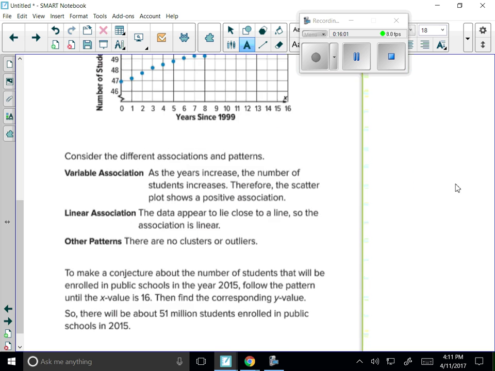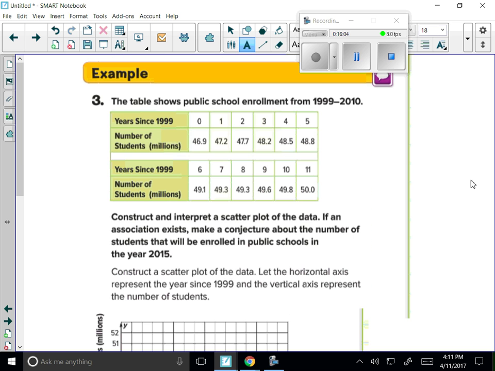All right, let's go ahead and look at this example here. Example 3 looks long. We're going to just go through it because you can always come back and read these.